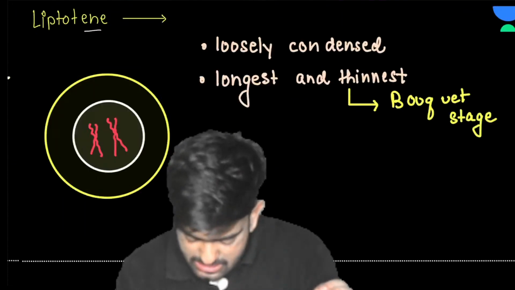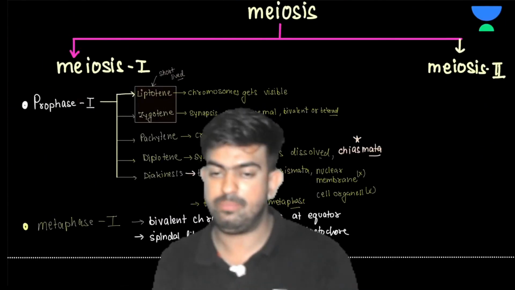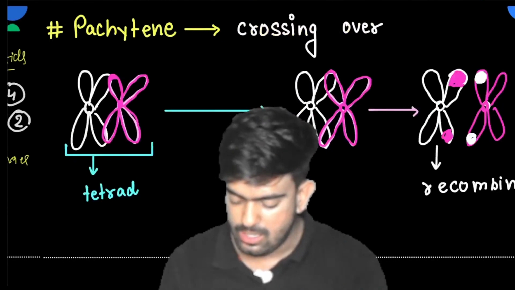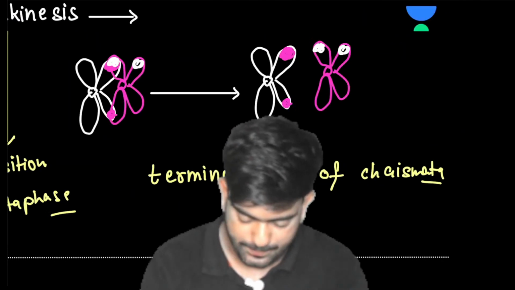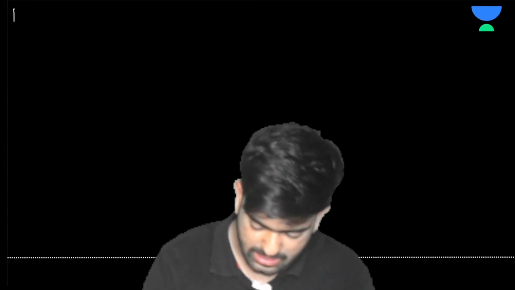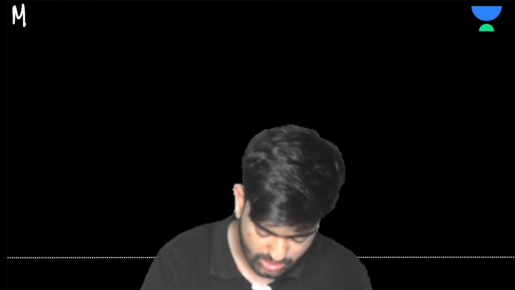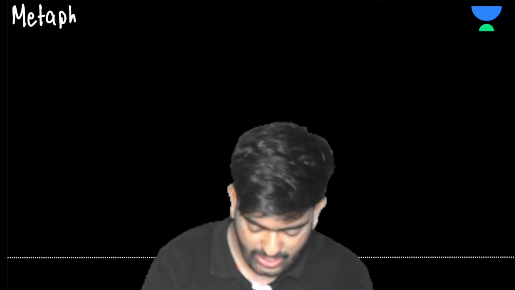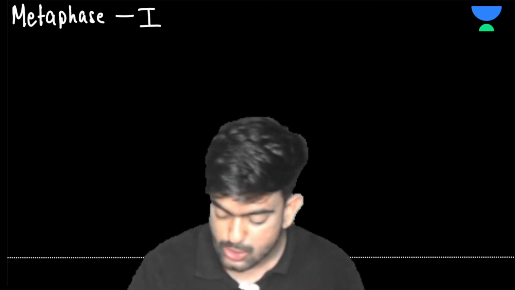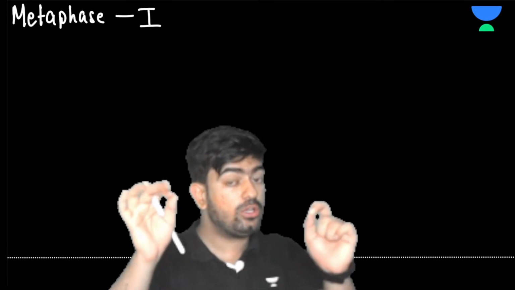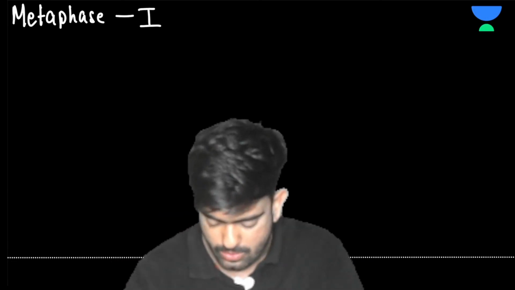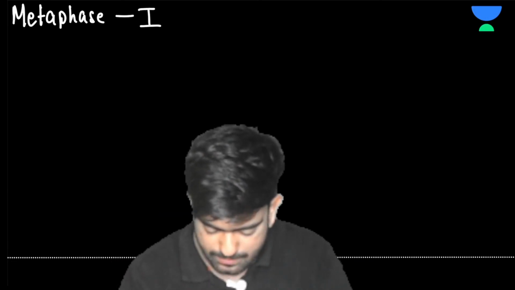So we have discussed the major things happening in metaphase 1. Now let us complete the metaphase 1 here. Let me draw the diagram for metaphase 1. In metaphase 1, we discussed that chromosomes are going to align in the equatorial plate. What type of chromosomes? Bivalent chromosomes, homologous chromosomes.